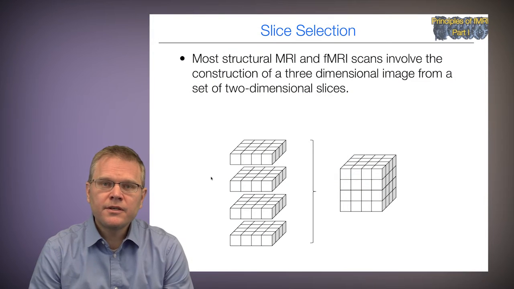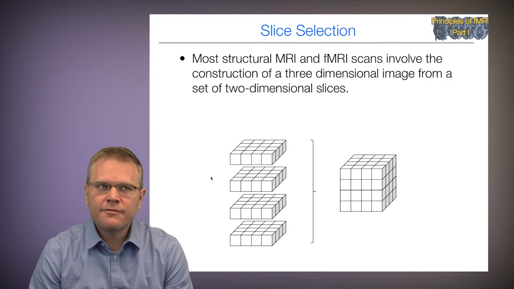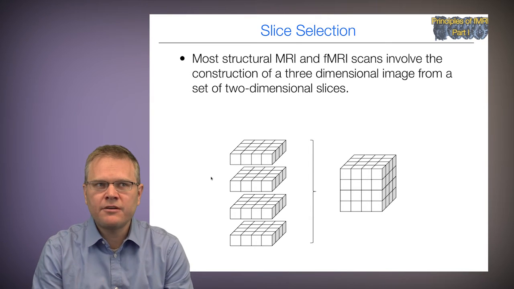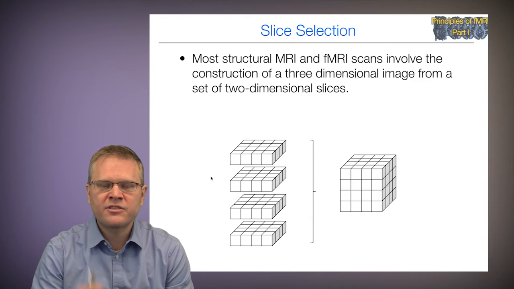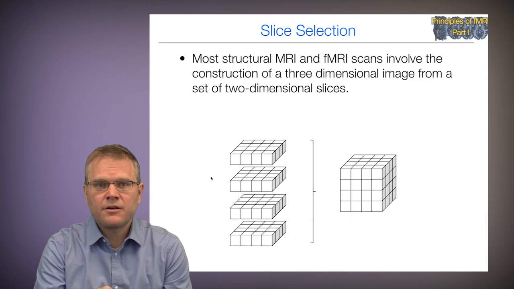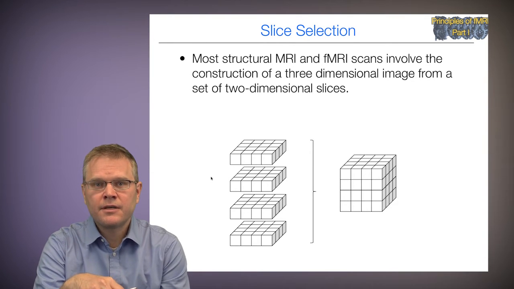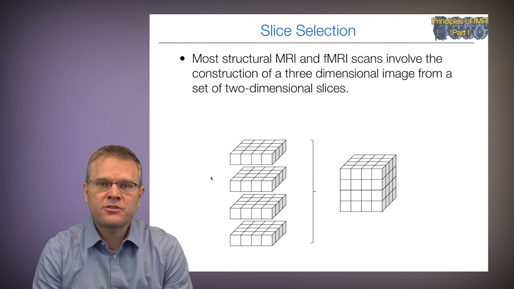create an image. So to start with, most structural MRI and fMRI scans involve the construction of a three-dimensional brain volume from a set of two-dimensional slices. So we acquire a set of two-dimensional slices and we sort of glue them together to make a three-dimensional brain volume as illustrated here. So for now, we're just going to concentrate on how do we acquire a single slice.